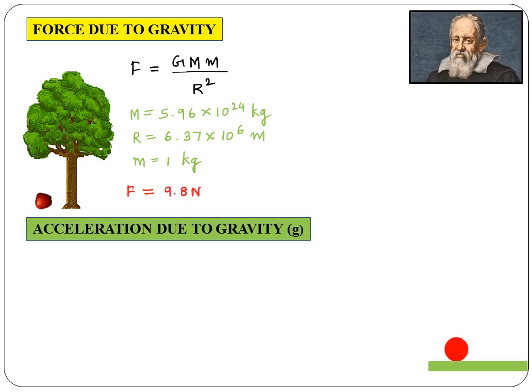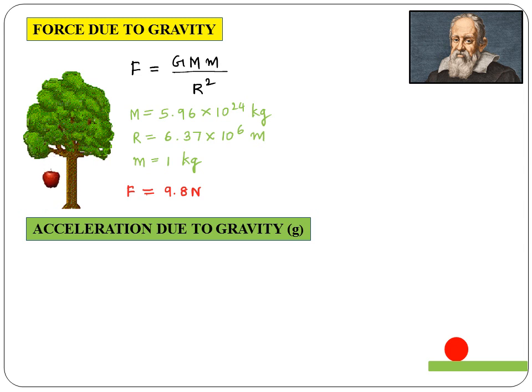Galileo found from his experiments that if bodies of different masses and sizes are simultaneously made to fall in vacuum from the same height, they all reach the Earth's surface simultaneously and with the same velocity. He also found that the velocity of a freely falling body does not remain constant. It increases at a constant rate.